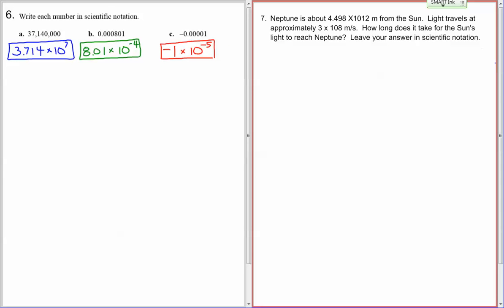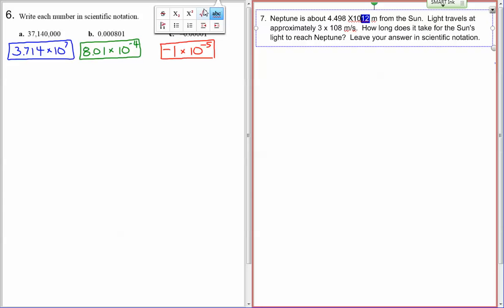Last problem here, we got Neptune, which is, let's fix this. 4.498 times 10 to the 12th meters from the sun. Light travels at approximately 3 times 10 to the 8th meters per second. How long does it take for the sun's light to reach Neptune?